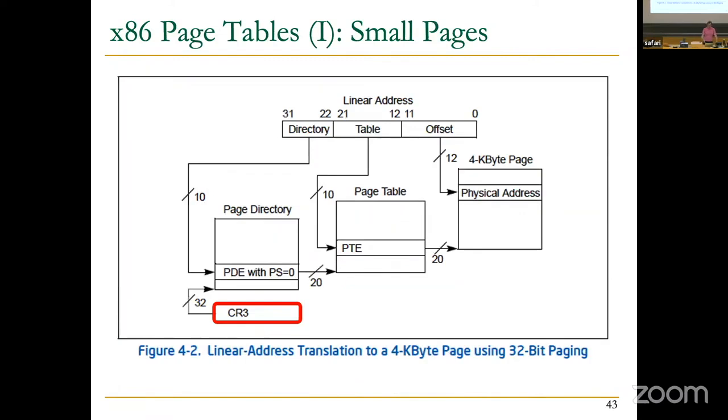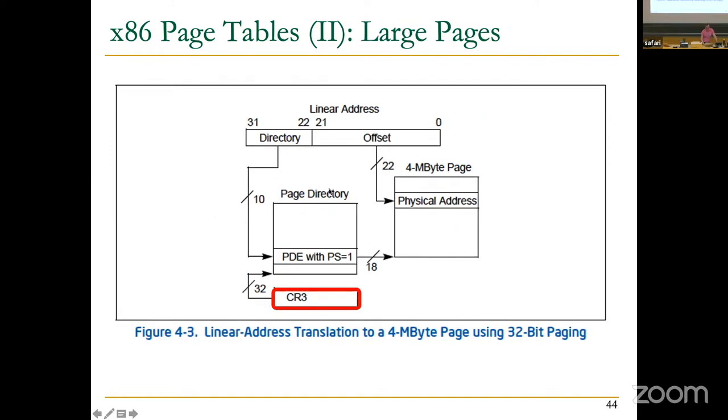So with small pages, that's what it looks like. This is 10 bits, this is 10 bits, as you can see. And you can see everything fits nicely in 4 kilobyte pages if you do that. But x86 actually has large pages also. This is a 4 megabyte page. Large pages are single level, as you can see, right? So you have a single level page table.